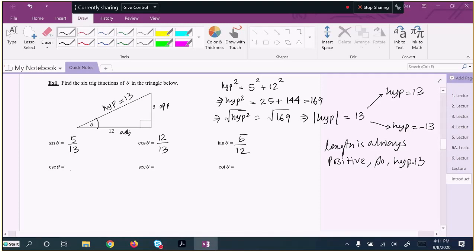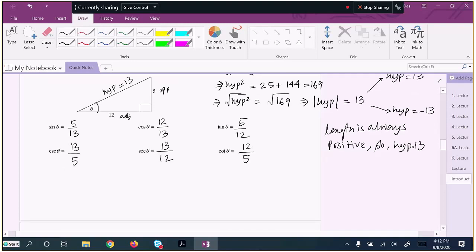Cosecant is hypotenuse over opposite, so 13 over 5. Secant is hypotenuse over adjacent, so 13 over 12. Cotangent is adjacent over opposite, so 12 over 5.